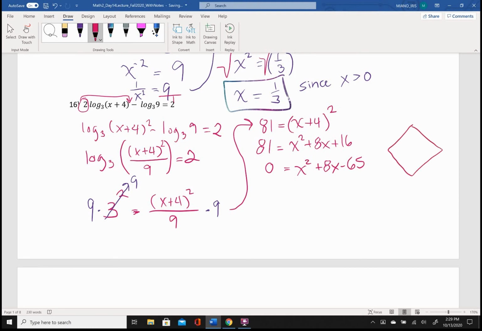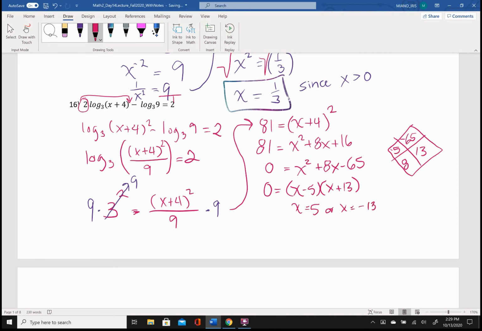Indeed it does. Here's a little bit of work shown about how that factors. Negative 65 here, and 8 down below. So what factor pairing multiplies to negative 65 while simultaneously adding to a positive 8? A negative 5 and positive 13 will do the trick. So therefore this factors to x minus 5 times x plus 13. So therefore x could equal 5, or x could equal negative 13.